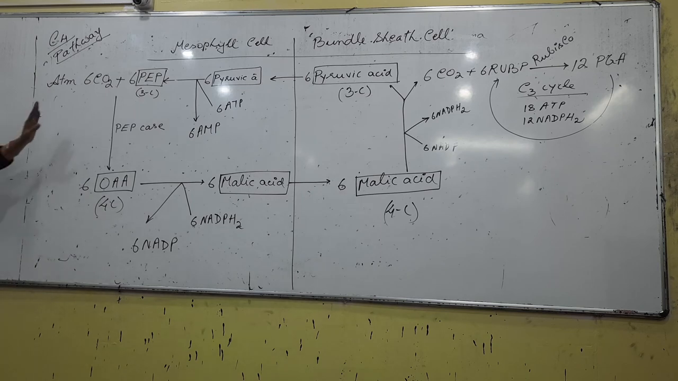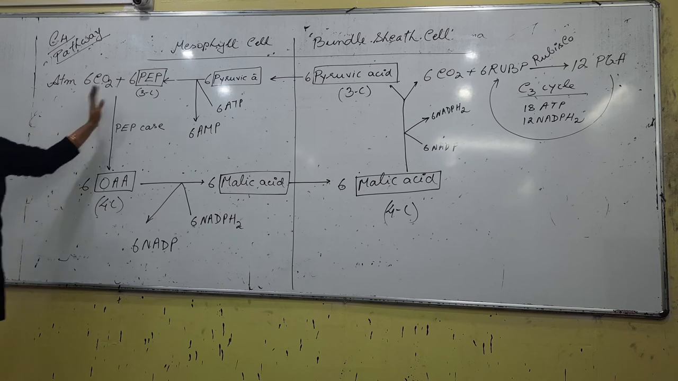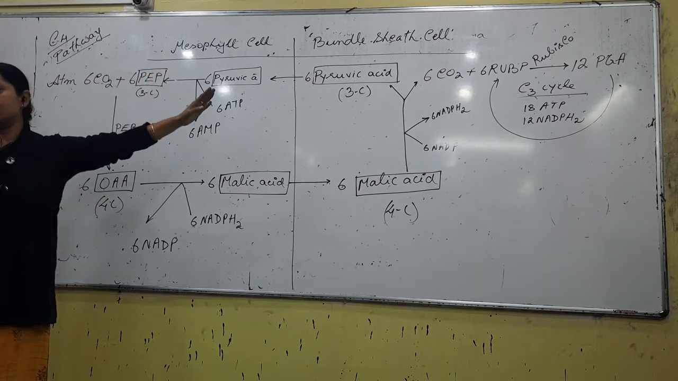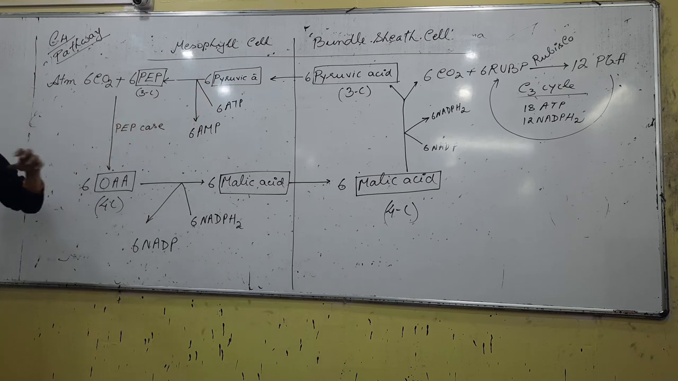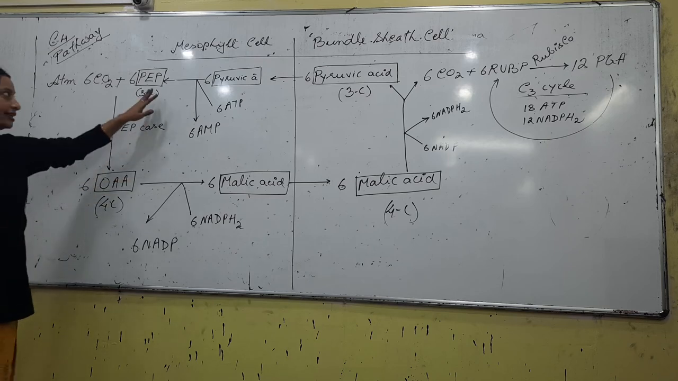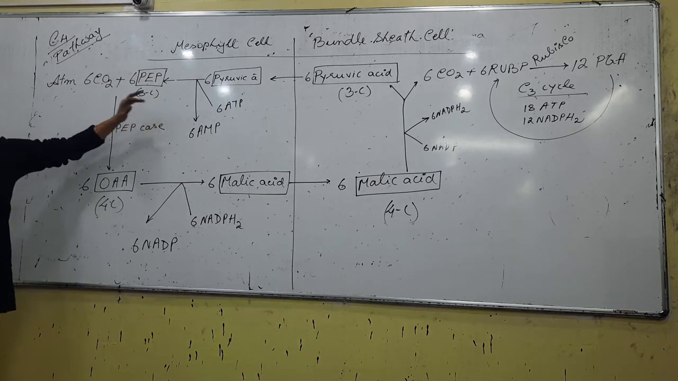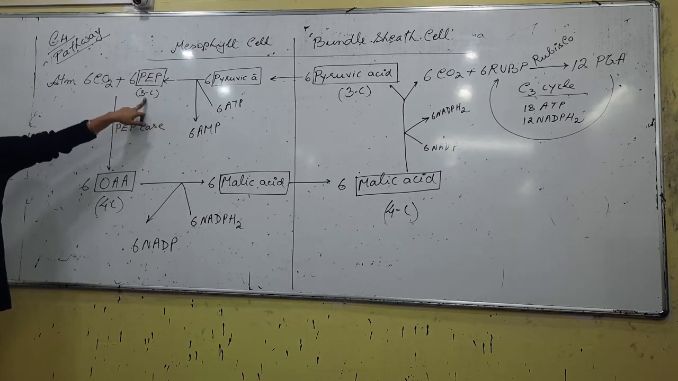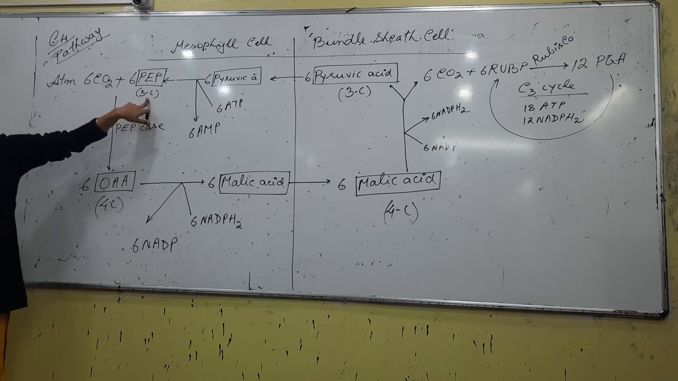Now, please pay attention to this one. Since we are talking about the C4 cycle, it occurs in two cells, mesophyll cell and bundle sheath cell. The C4 pathway is a part of the dark reaction. So the first step would be carboxylation. Carboxylation means that atmospheric carbon dioxide would be accepted. Who is the acceptor in case of C4? It is PEP. The first point to be remembered is PEP is a three carbon compound.